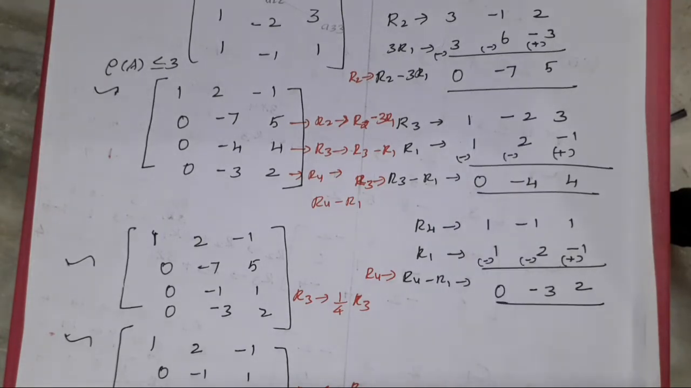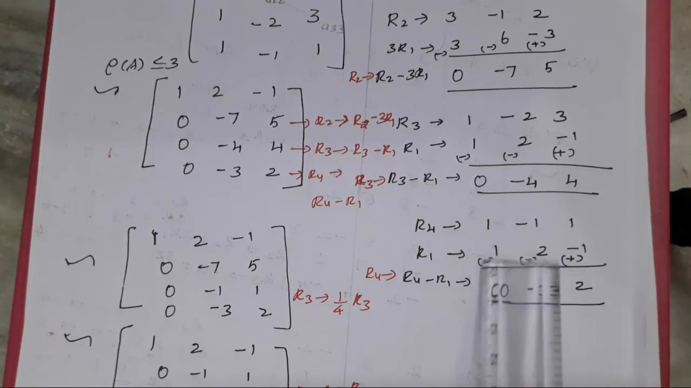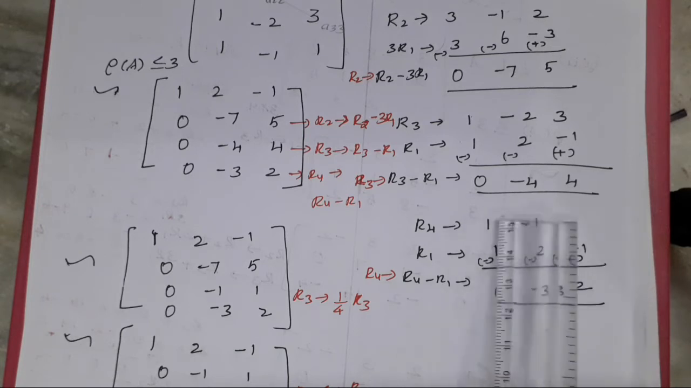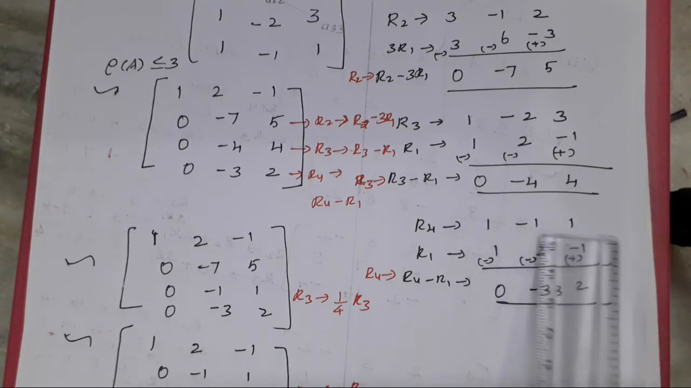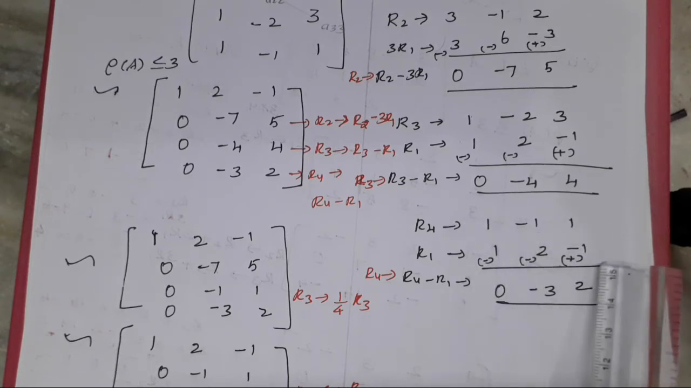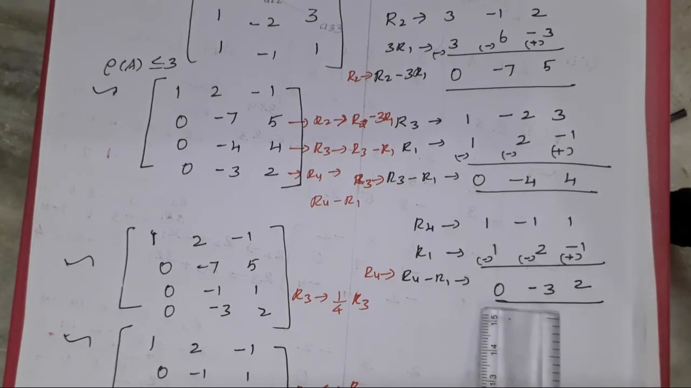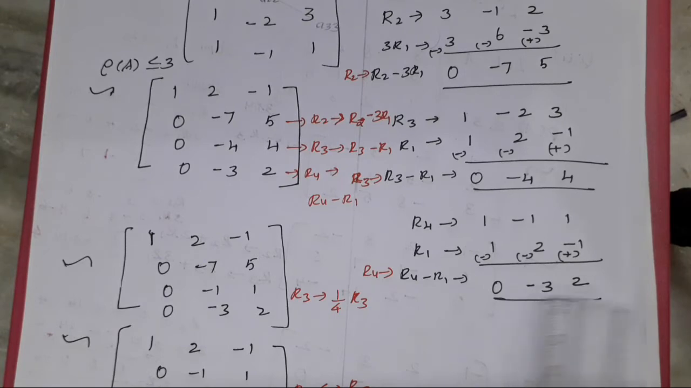I do the calculation in a separate place. You also do it here. Just put a line and do the calculation here. So R4 is R4 minus R1. If you do the subtraction, change the sign: plus 1 becomes minus 1, plus 2 becomes minus 2, minus 1 becomes plus 1. So 1 minus 1 is 0. Minus 1 minus 2 is minus 3. 1 plus 1 is 2. So R4 is 0 minus 3, 2.